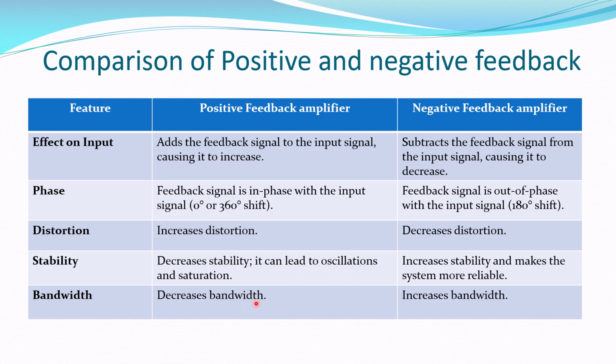And based on the frequency ranges, the bandwidth is noted for both the positive and negative feedback amplifiers. In the positive feedback amplifier, we are getting only a low bandwidth, and in the negative feedback amplifier, we are using kilohertz frequency ranges, up to a few kilohertz. So the bandwidth of the negative feedback amplifier increases. So this is the comparison of the positive feedback amplifier and the negative feedback amplifier.